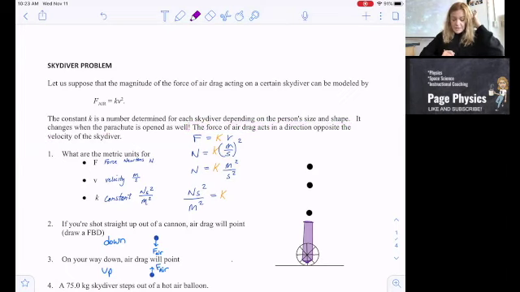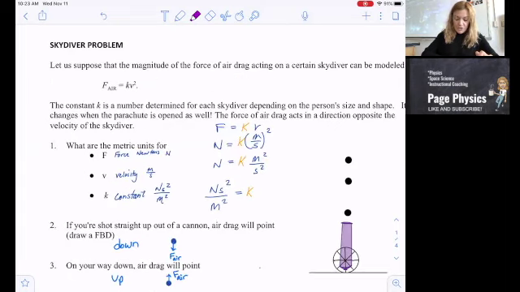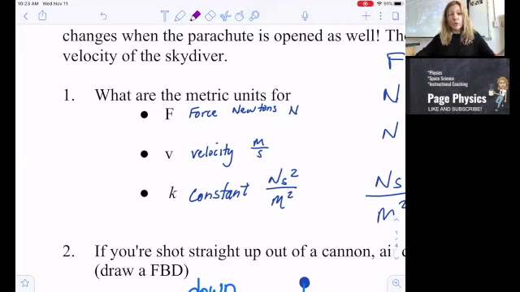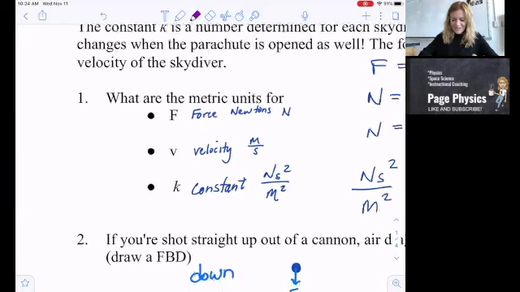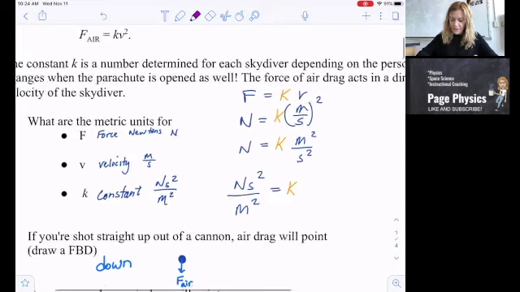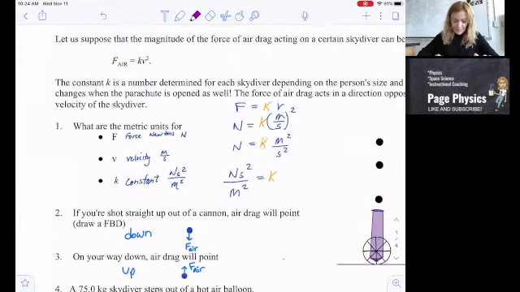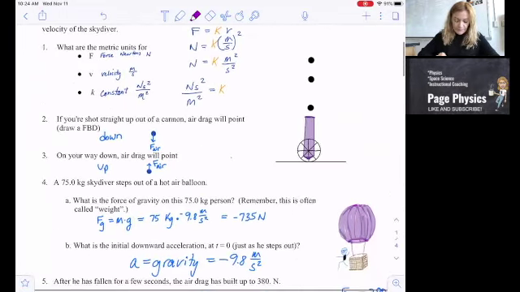Okay, let's start by taking a look at the units. What are the metric units for force, velocity, and this constant? Force, nothing changes, it's newtons. Velocity, nothing changes, meters per second. For this constant k, you can see that is a crazy unit. If you're interested where that comes from, I've derived it for you over here on the side, and you can take a look at that on your own time. So let's go on to number 2.